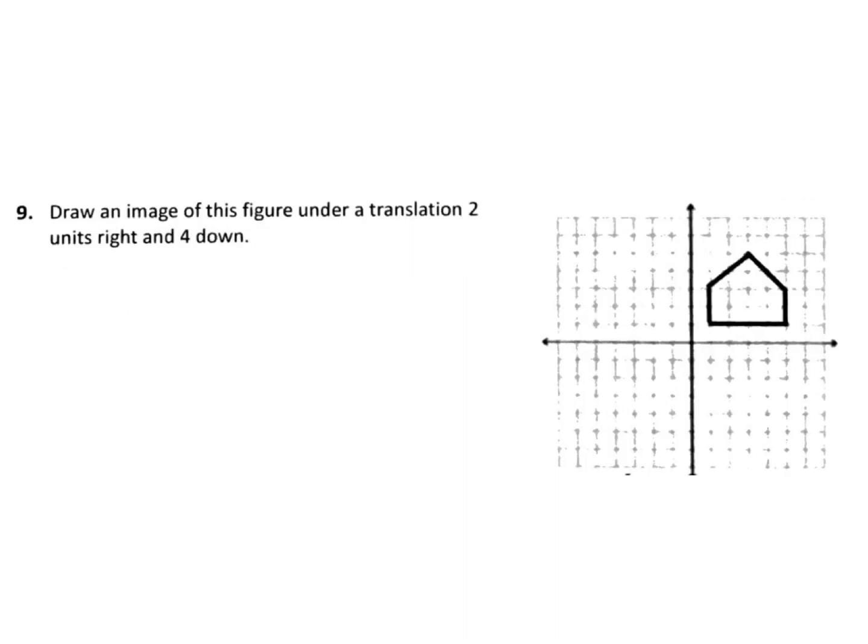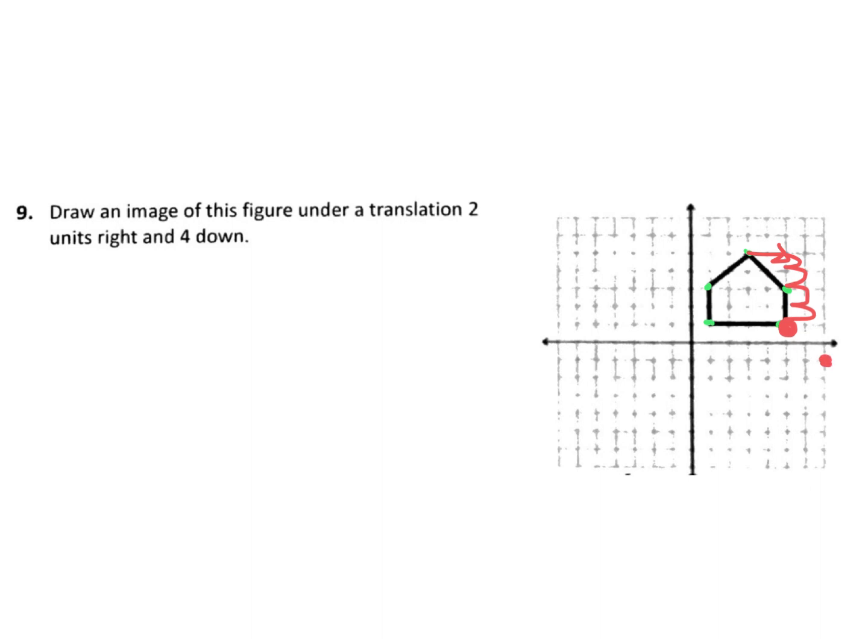And to do a translation, I don't need my patty paper to do that. What I would do is just count from the vertex of each one. So we're going to go 2 units to the right and 4 down. So I'm going to take each point and go 2 to the right and 4 down. So 1, 2, 3, 4. So that little corner is going to be here. 2 to the right and 4 down for each point.